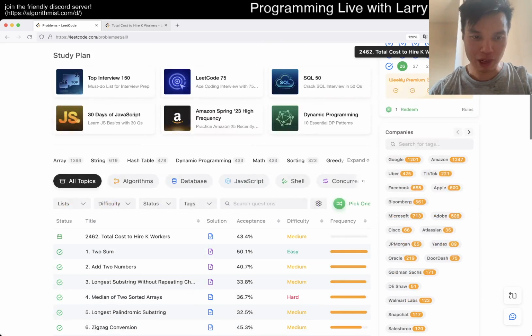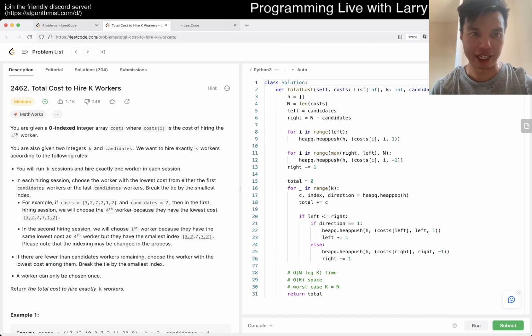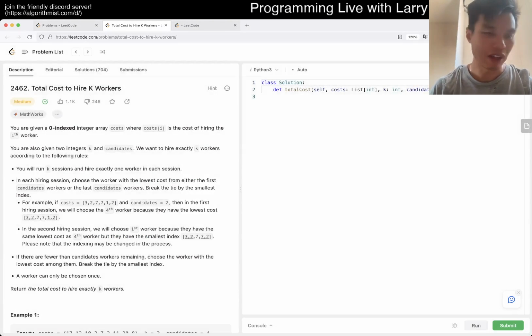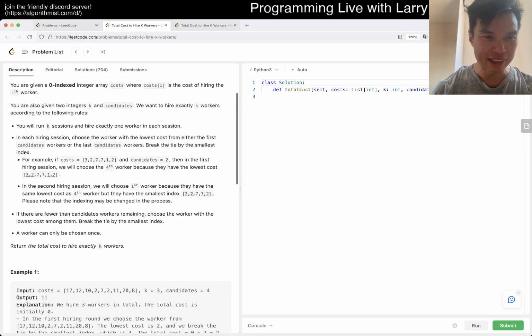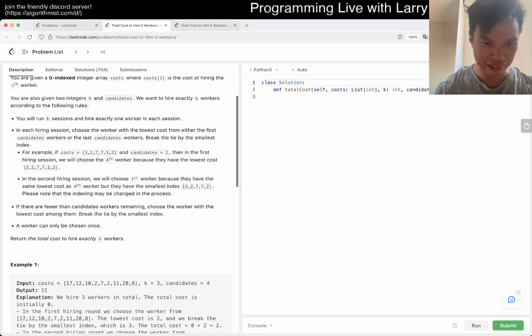Let's do today's problem, which is total cost to hire K workers. All right, let's take a look. 2462, total cost to hire K workers. So you're given a zero-indexed array costs, where costs[i] is the cost of hiring the i-th worker. You want to run K hiring sessions and hire exactly one worker in each session. In each hiring session, choose the worker with the lowest cost from either the first candidates or the last candidates.